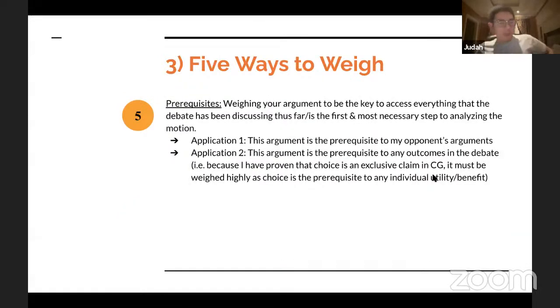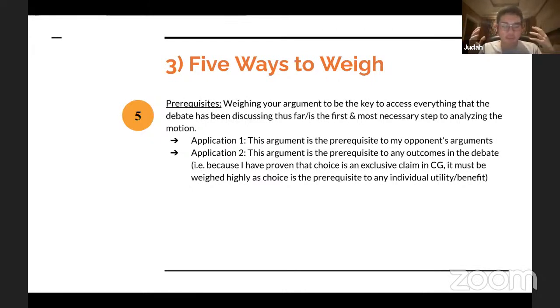Okay, the fifth way, and I think this might be slightly unique. Hopefully it is unique. I haven't seen a lot of people talk about it, but it is about prerequisites, right? So you weigh your argument to be the key access to everything the debate has been discussing thus far. So it's you trying to claim everything in the debate in order to get a first, right? And this is particularly useful when different teams are talking about different things.